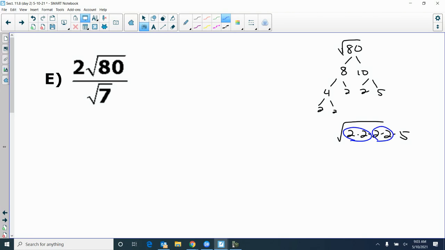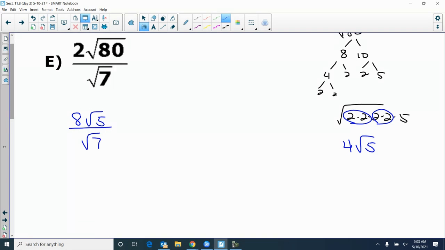All right, now here's what you got to watch. You take out a pair of 2's, which becomes a 4 on the outside because you multiply them together. But don't forget, in the original problem, what was already out there? A 2. So what does that now become since I put a 4 out there? It becomes 8 square root of 5 over square root of 7. Now, we got to get rid of that square root of 7 in the bottom by multiplying by square root of 7 over square root of 7.